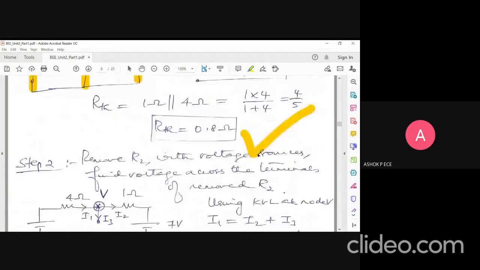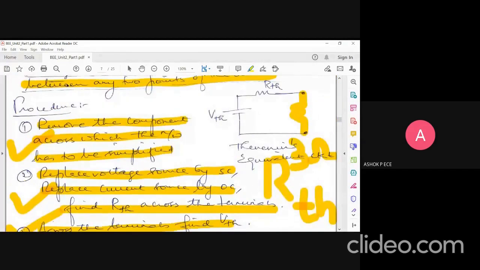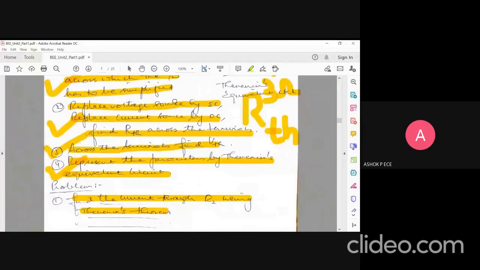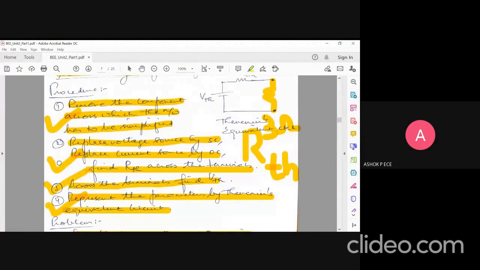Thevenin's theorem, we have seen, is used for network simplification, and there are 4 important steps. You have to be very clear on the 4 steps. We have seen only the first step, removing the component and finding out the RTH. So steps 2, 3, and 4 remain.